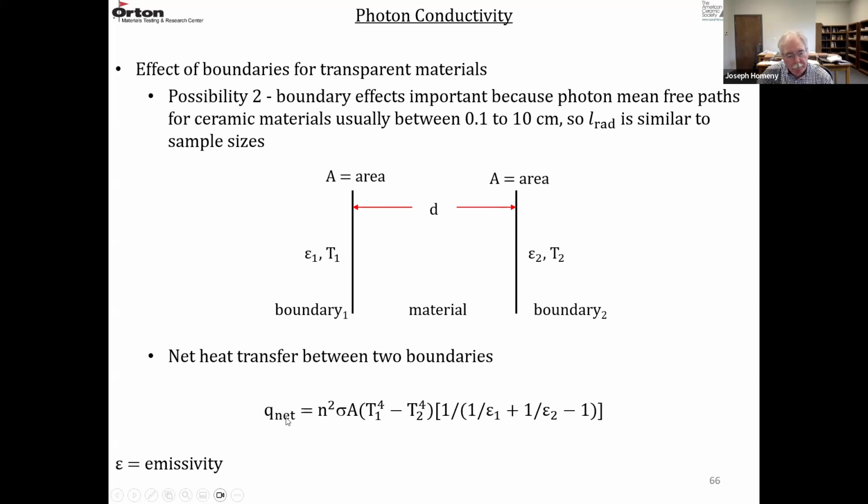And the net heat flow equals n squared, the refractive index squared, a constant, the Stefan-Boltzmann constant sigma, the area, and the temperature to the fourth power minus the temperature to the fourth power for T1 and T2. And then our emissivities, it's 1 over 1 over epsilon 1 plus 1 over epsilon 2 minus 1.